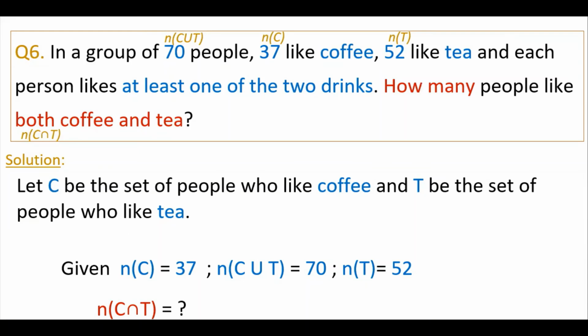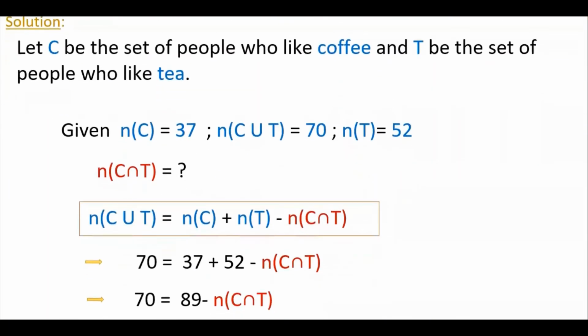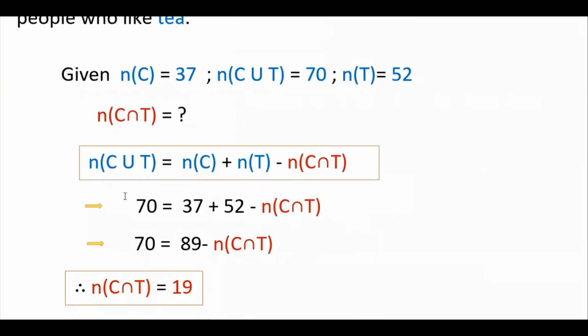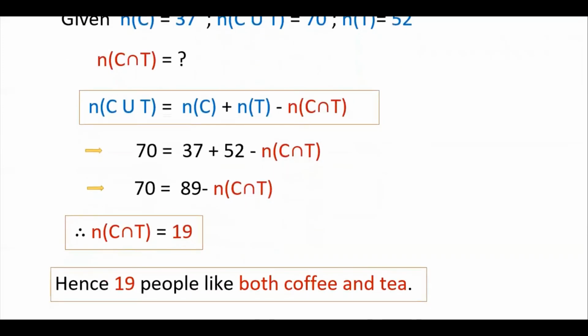So write all the given values here and substitute the values in this. 70 is equal to 37 plus 52 minus n of C intersection T. We have to find this value. Then 89 minus 70, that is n of C intersection T. That is 19. Hence 19 people like both coffee and tea.